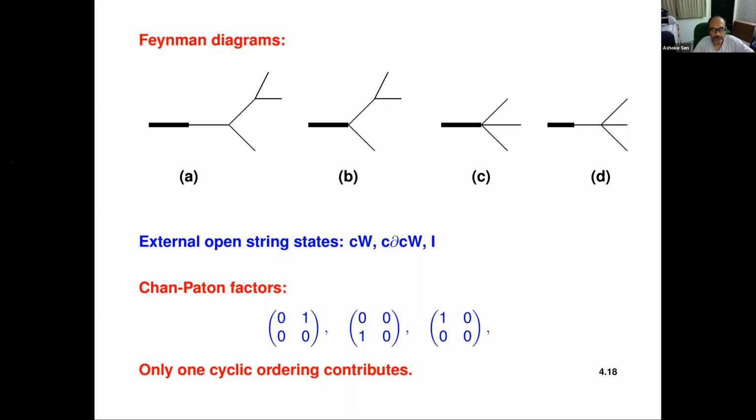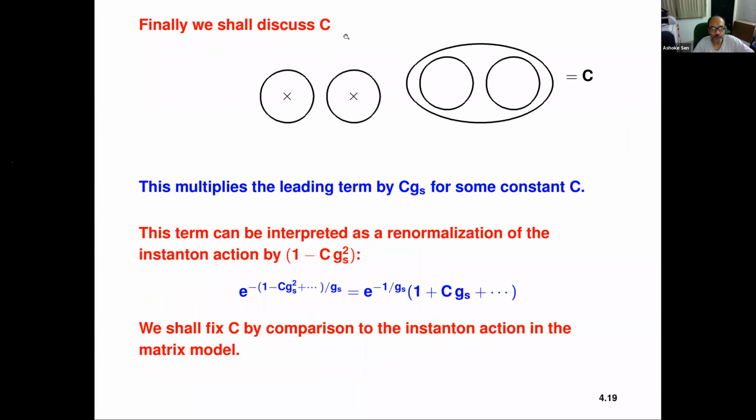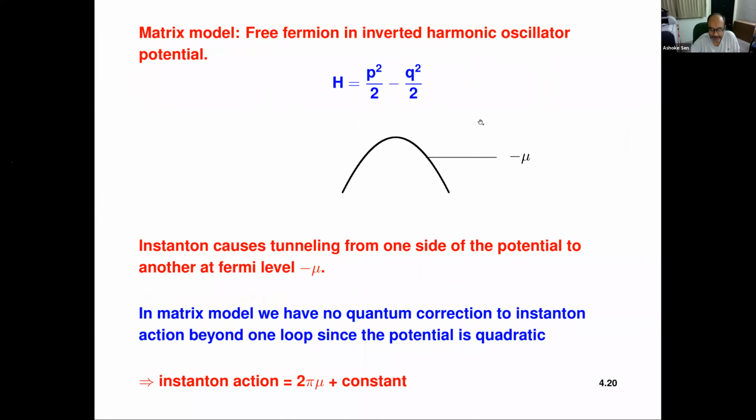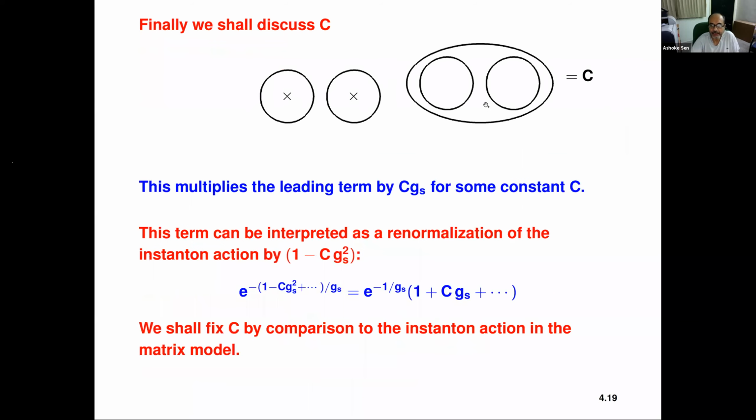Okay, now let me move to this C. So this, as I have already said, is actually 2 diagrams. Okay, this is a disk with 2 holes, okay, but there is also a torus with 1 hole. Okay, that can be thought of as some kind of twisted version of this diagram. Both contribute at the same order.